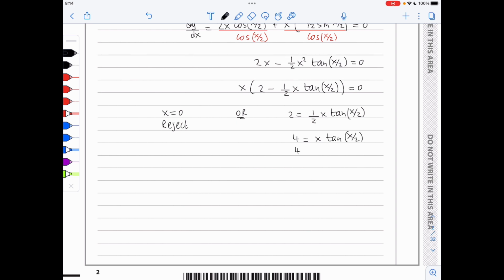I divide by x to get 4 over x is tan of x over 2. And I can take arc tan of 4 over x is equal to x over 2. And therefore I get 2 arc tan of 4 over x is equal to x, as required.